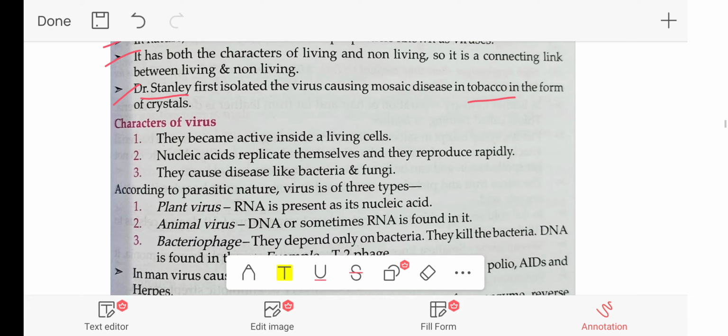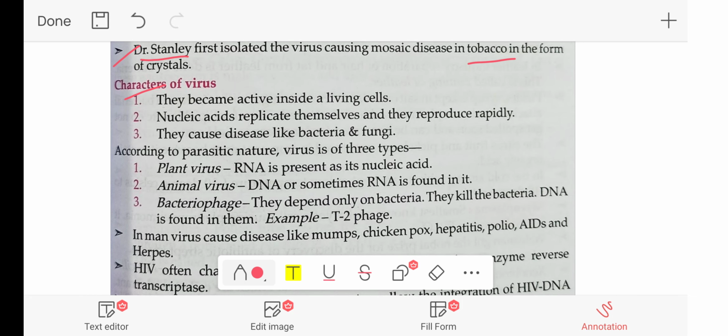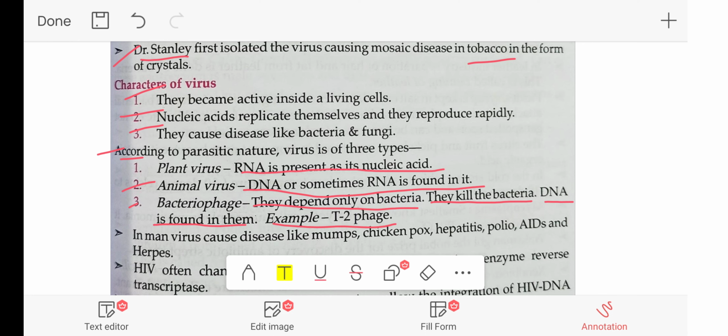Characteristics of virus. They become active inside a living cell. Nucleic acid replicates itself and they reproduce rapidly. They cause disease like bacteria and fungi. According to parasitic nature, viruses are of three types. Plant virus, where RNA is present as its nucleic acid. Animal virus, where DNA or sometimes RNA is found. Bacteriophage, they depend only on bacteria. They kill the bacteria, and DNA is found in them. Example, T2 phage.